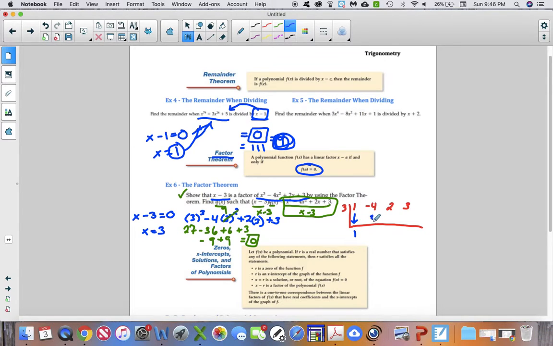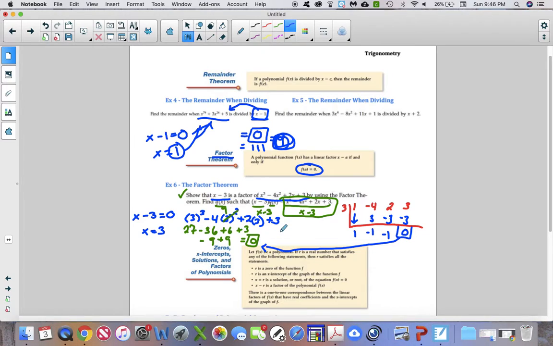3 times 1 is 3. Negative 4 plus 3 is negative 1. 3 times negative 1 is negative 3. 2 and negative 3 makes negative 1. 3 times negative 1 is negative 3, and 3 and negative 3 add together to give you 0. And that's what we should have gotten. This should be consistent with the 0 that we got over there.